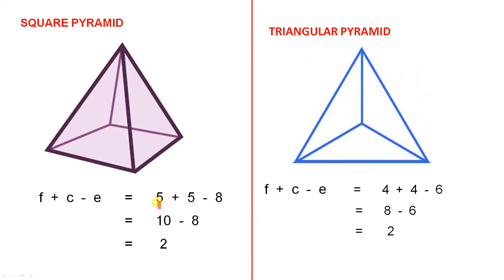The number of faces is 5, the number of corners is 5, the number of edges is 8. You can count all them up just to check that that is correct. 5 plus 5 minus 8 is 10, minus 8 is 2. So that's 3 examples we've done where f plus c minus e equals 2. Let's look at the triangular pyramid. F plus c minus e is 4 plus 4 minus 6, which is 8 minus 6, which is 2. So there are 4 examples we've done where f plus c minus e equals 2.